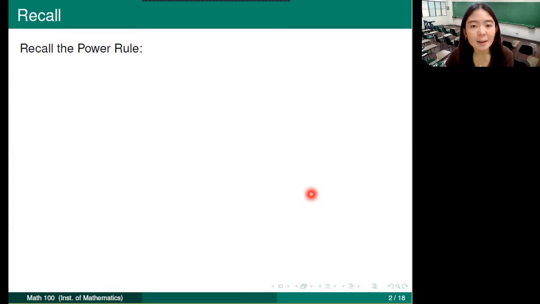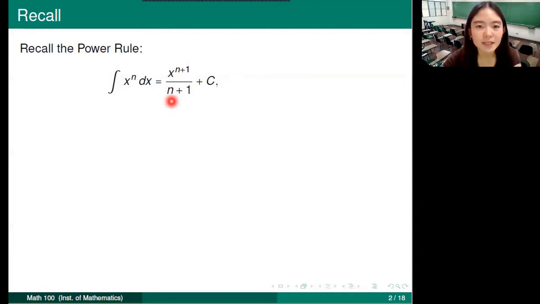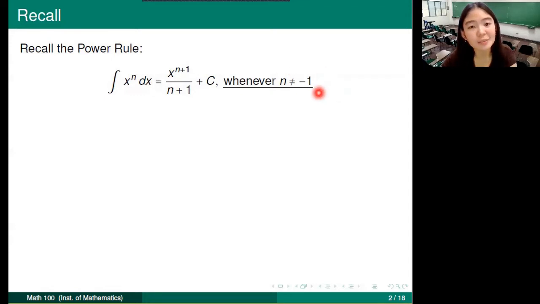Recall natin quickly ang power rule for integration, which is given by this one. It involves this integral of x raised to n dx. Okay, na yung formula ay given by this, x raised to n plus 1 over n plus 1. There's a plus c because this is an indefinite integral. Now, recall, itong power rule na ito ay in fact nag-work lamang for any n, actually, any real number except for n equals -1, hindi siya mag-work.